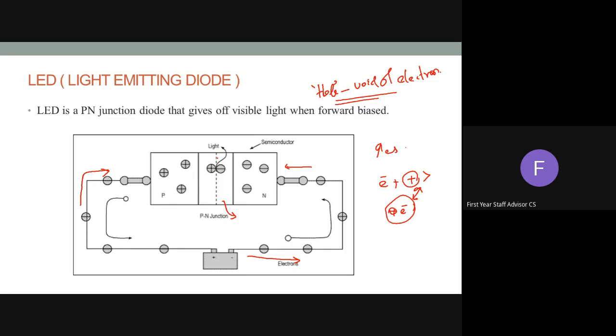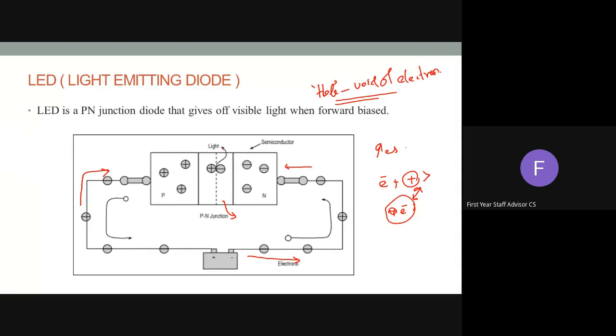This energy is emitted as light energy, or in terms of photons. We can say this energy is converted into photons or electromagnetic waves, which are light waves that will travel out from this depletion region. So this is why an LED, or a forward biased PN junction, gives light as the result of forward biasing. So we discussed how an LED works. What do you mean by LED?